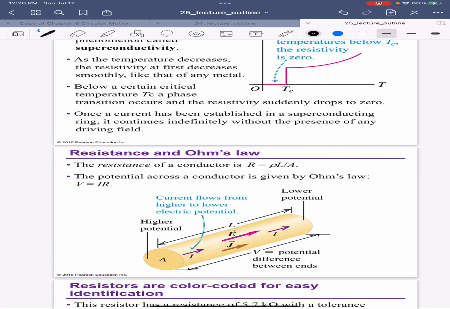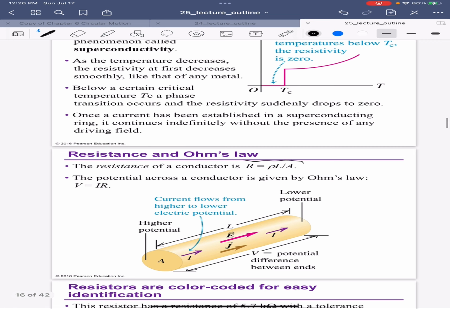Now, resistance and Ohm's law. The resistance of a conductor can be defined as R equals rho L over A, where L is the length of the resistor and A is the cross-sectional area of the resistor. And the potential across a conductor is given by Ohm's law, V equals IR, which is I, the current, times R, the resistance.